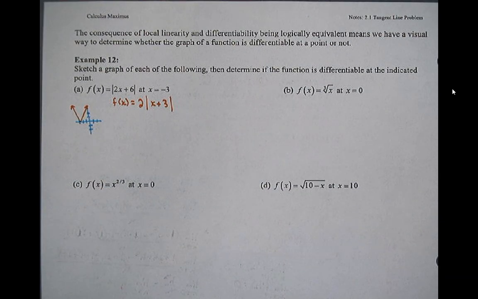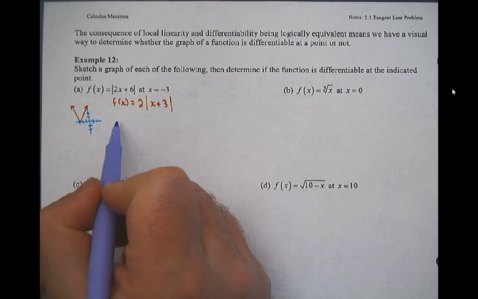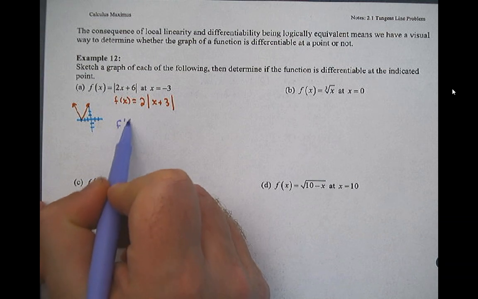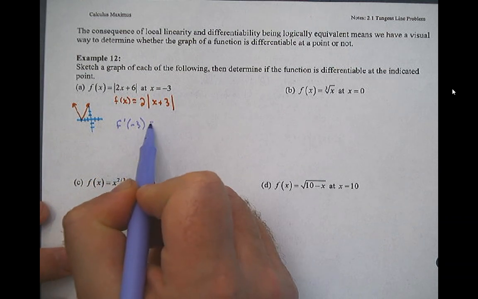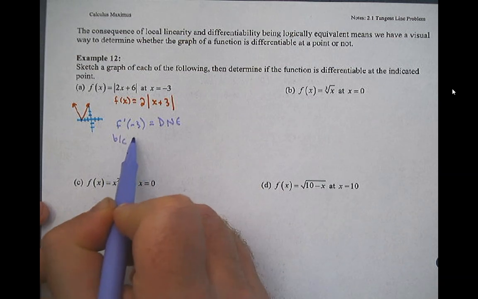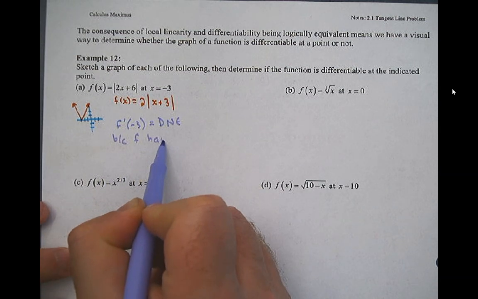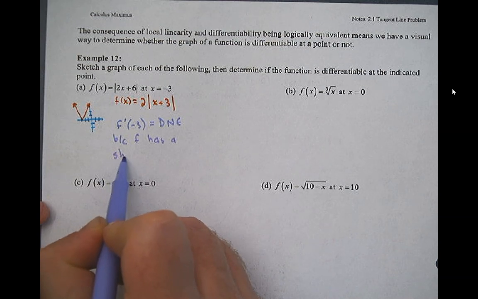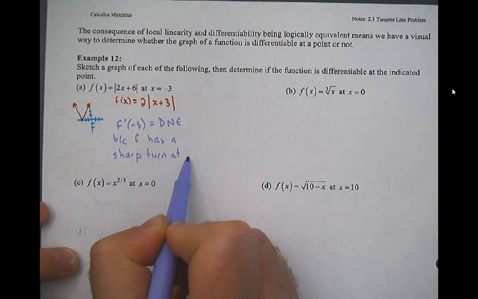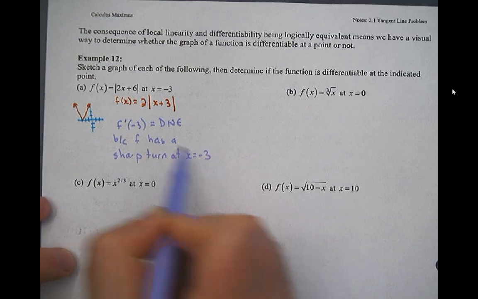So our write-up would look something like this. F prime of -3 does not exist because f has a sharp turn at x equals -3.